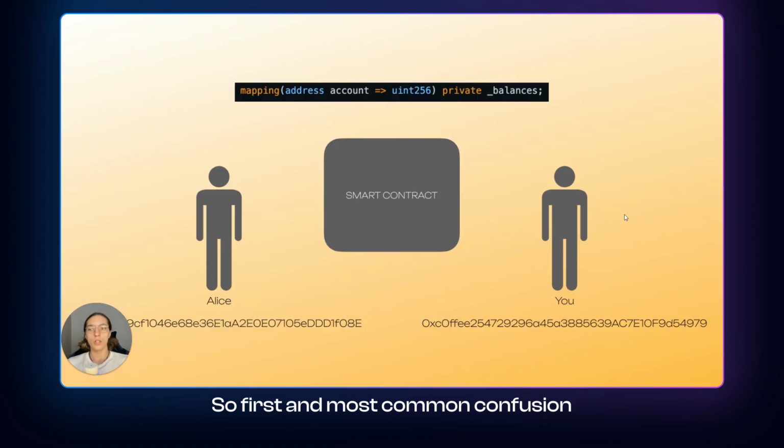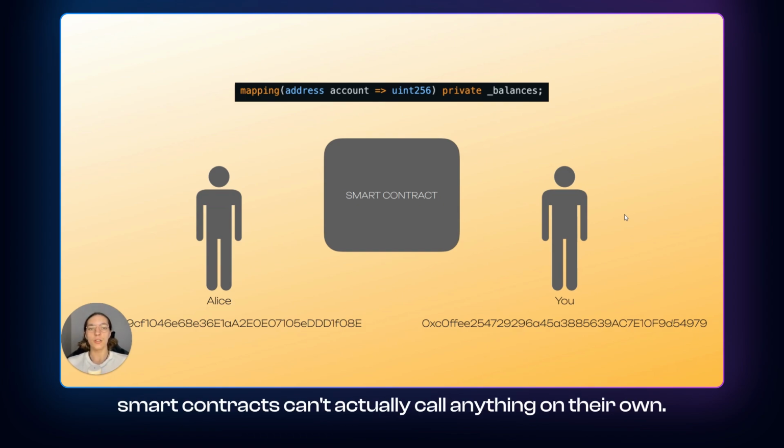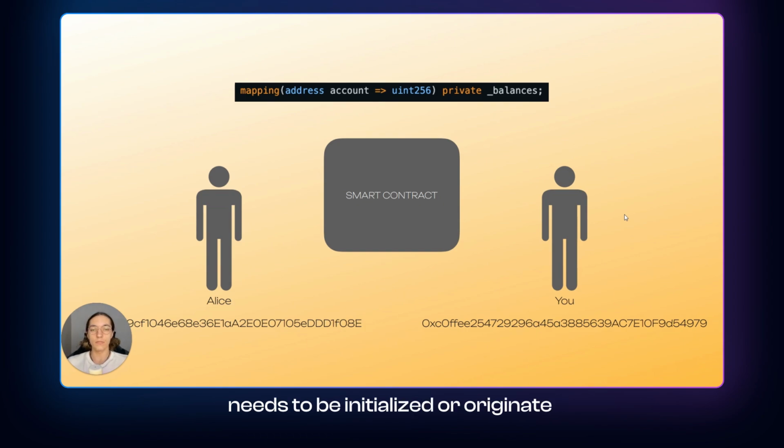So the first and most common confusion comes from the term itself. The smart part in the smart contract makes it hard for people to believe that smart contracts can't actually call anything on their own. Any transaction or call within a smart contract needs to be initialized or originate from an externally owned account. The contract part, while it makes sense in some of the use cases like exchanges, insurances, and so on, doesn't help us much in case of tokens.